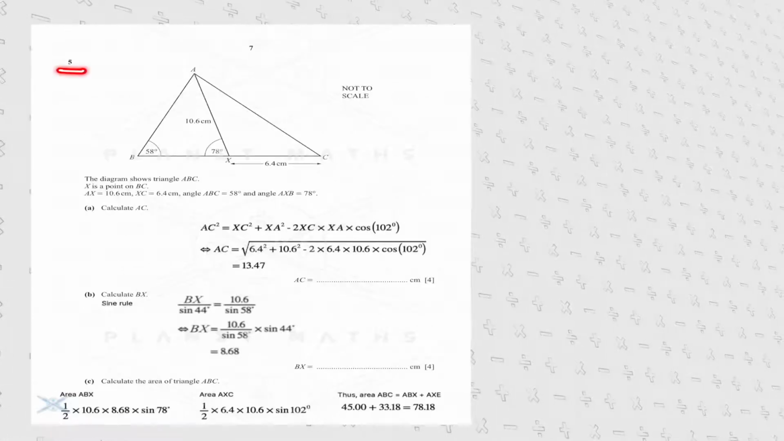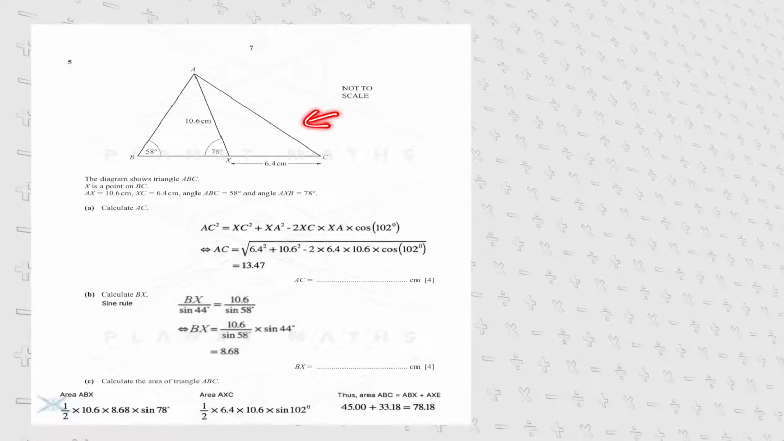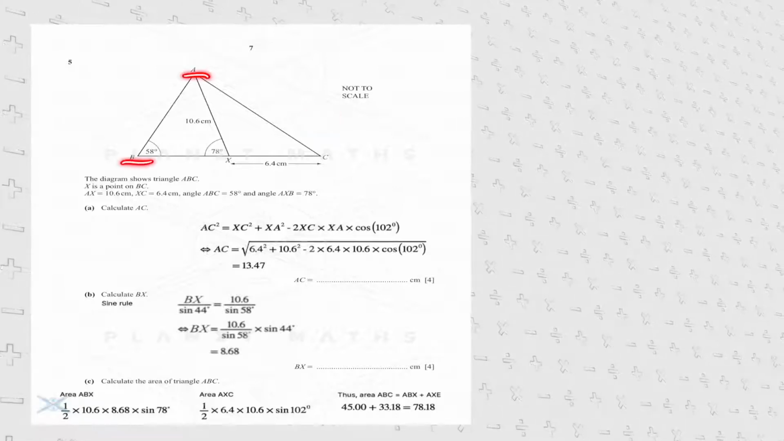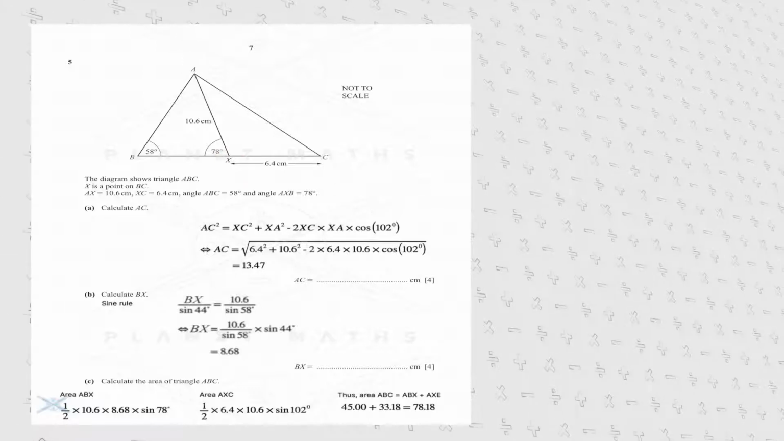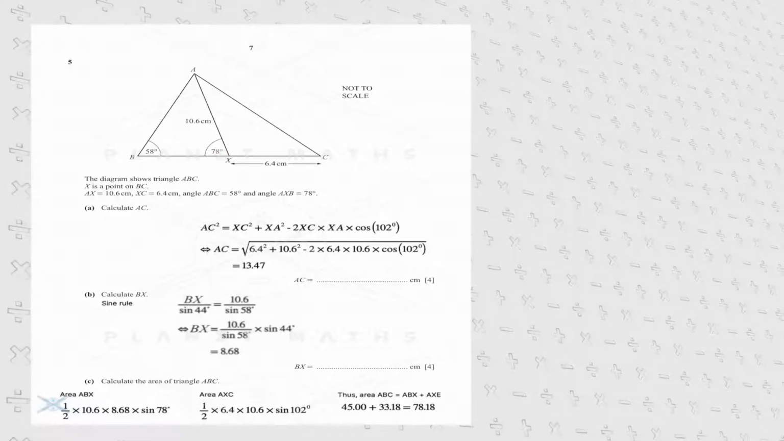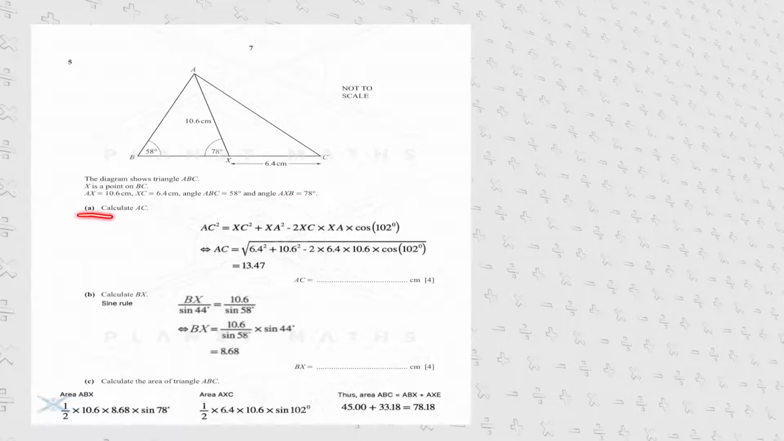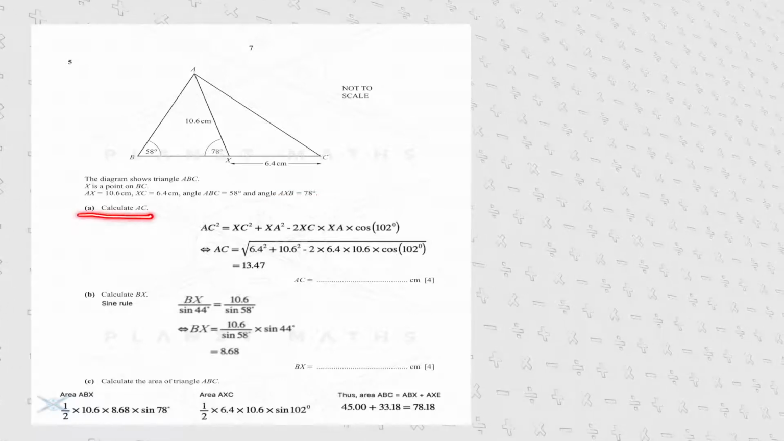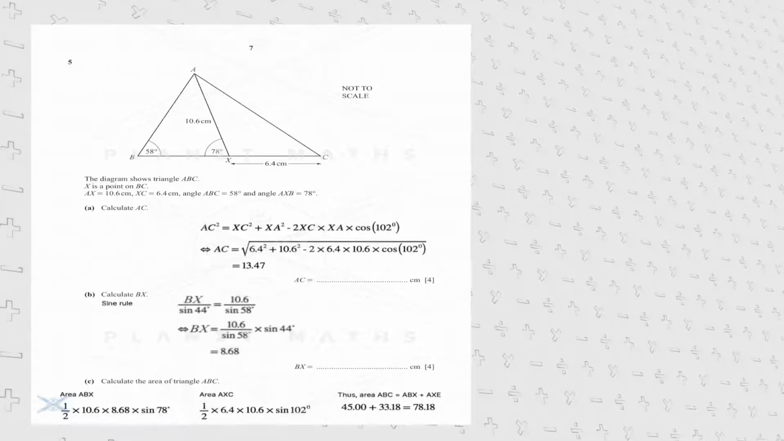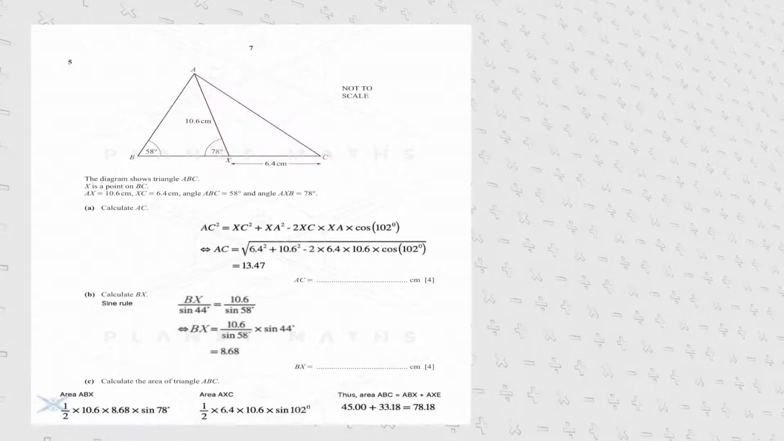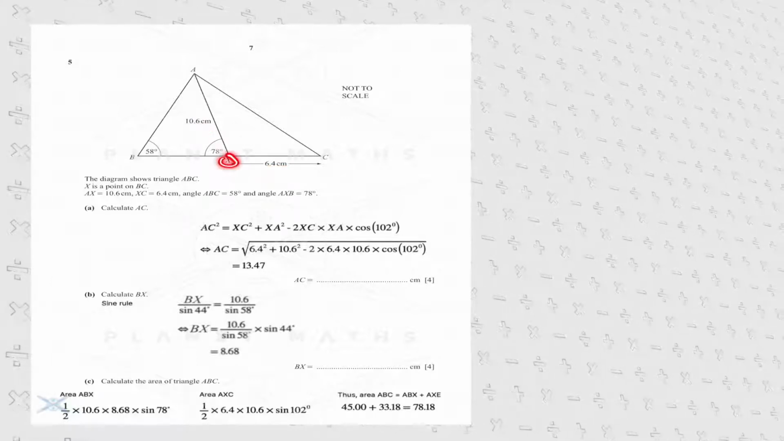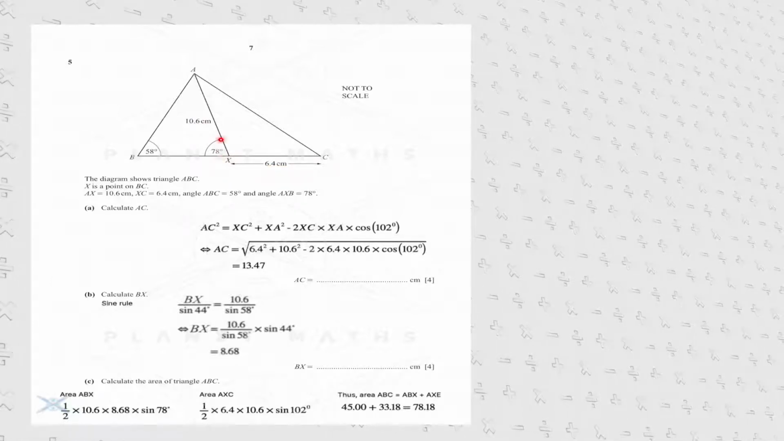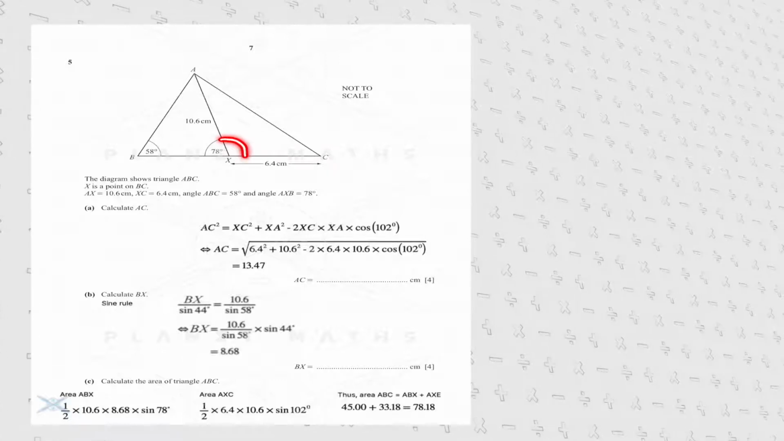Next, on to exercise 5, where we are provided with a diagram that shows triangle ABC, whereby X is a point on BC, and the values for AX, XC, angle ABC, and angle AXB are provided. In part A, we are supposed to calculate the length of side AC. This can be achieved as follows. Looking at triangle AXC, we can see that the lengths of two sides are already provided, and also that the angle AXC can easily be calculated, knowing that the angle on a straight line is 180 degrees.